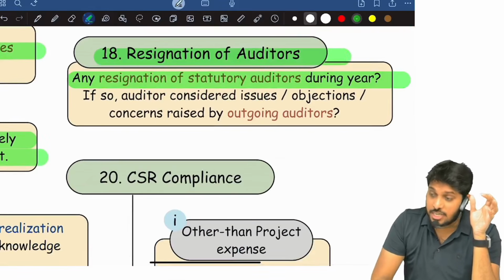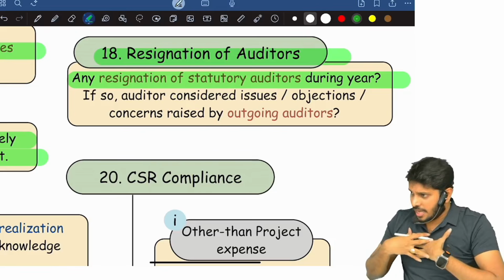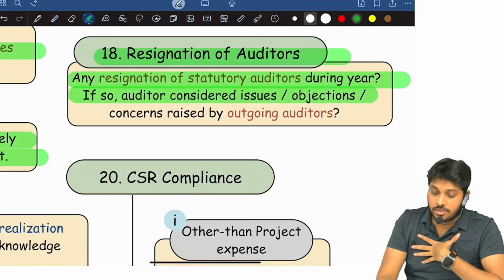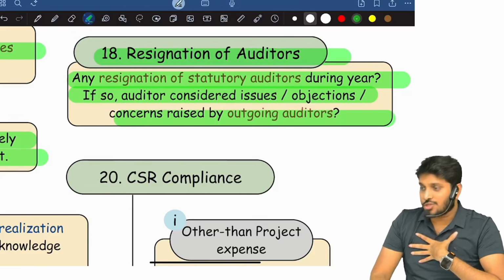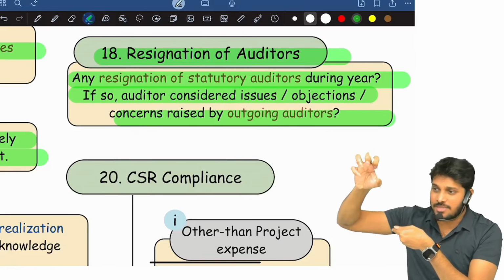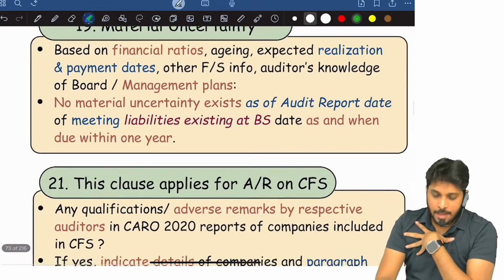Is there any resignation of the auditor during the year? See, I am a replaced auditor. The existing auditor resigned and I am replaced. So that time this reporting requirement will apply to me. If there is a resignation, outgoing auditor objections, all that will be there. Now, did I consider that or not? I should report it. Next, material uncertainty.